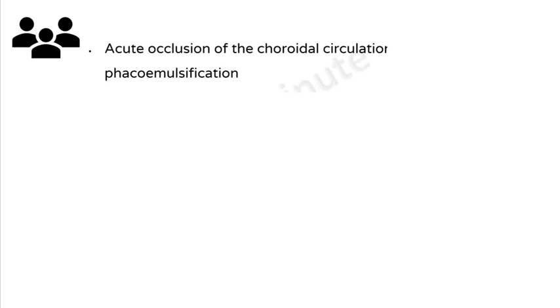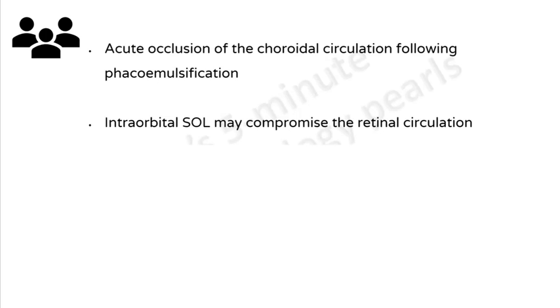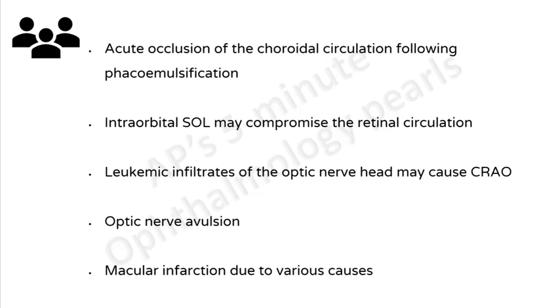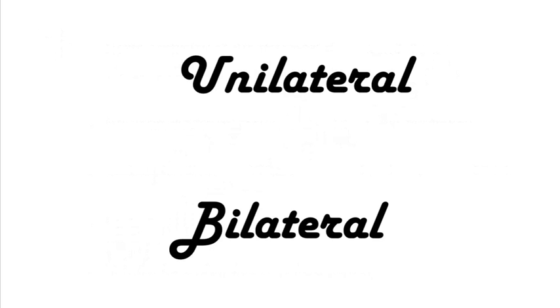Some extra conditions for postgraduate residents: acute occlusion of the choroidal circulation producing outer retinal whitening and a cherry red spot following phacoemulsification, an intraorbital space occupying lesion compromising the retinal circulation, leukemic infiltrates of the optic nerve head producing a central retinal artery occlusion, avulsion of the optic nerve, and macular infarction due to any cause. That finishes all the causes.